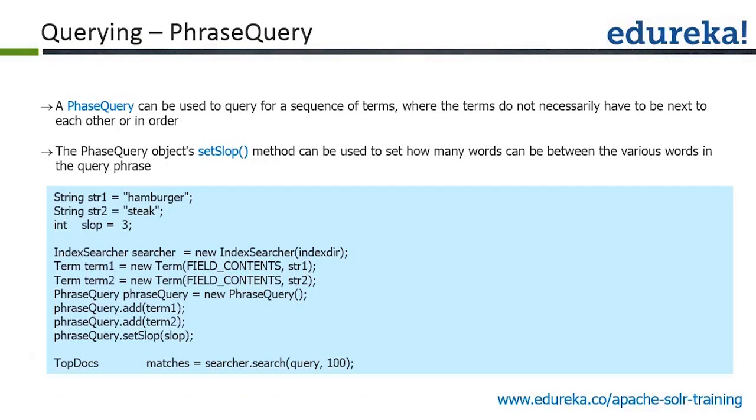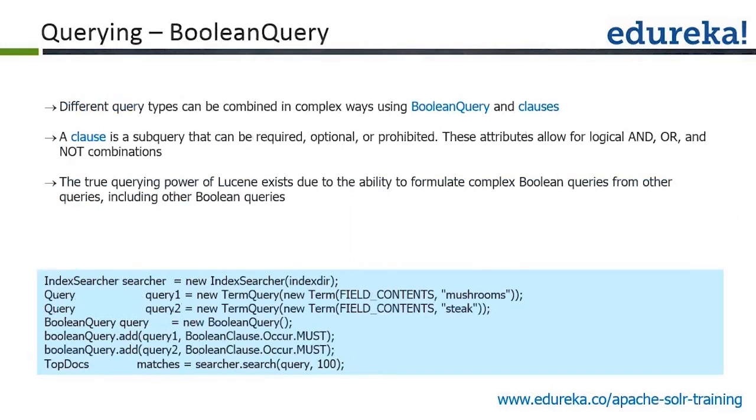So again, if you notice, there is only slight variation. You have to add all the terms as a phrase and then pass it to the phrase query and set the slop. That's the way of doing the phrase query. Fine. So now we have seen term query, range, numeric range, term range, phrase.